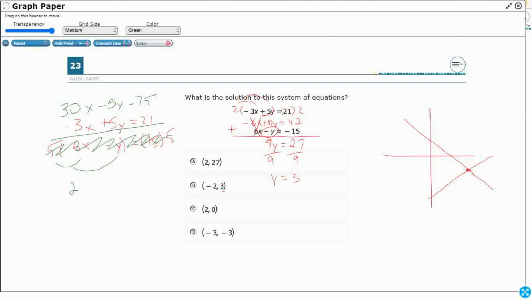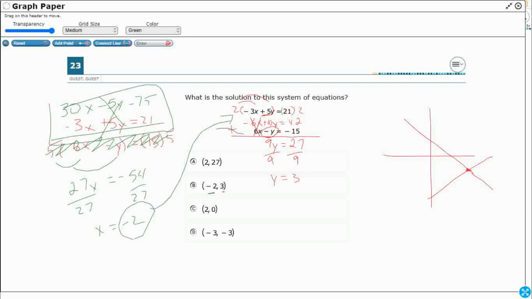You get 27x. Those two cancel out, equals, and then we've got that 21 minus 75, right? So that's going to be a negative 54. Divide both sides by 27. X equals negative 2, which is our x value right there. So that's our solution. If you started doing it this way, right, you could just take your negative 2 and just plug it into either of the original equations, and you'd be fine to find that y. So our answer here is B, negative 2, 3.